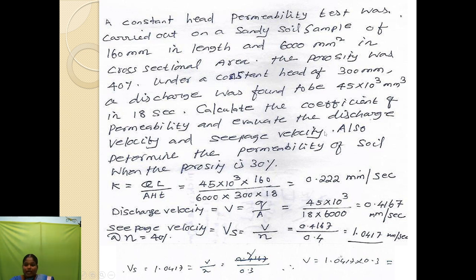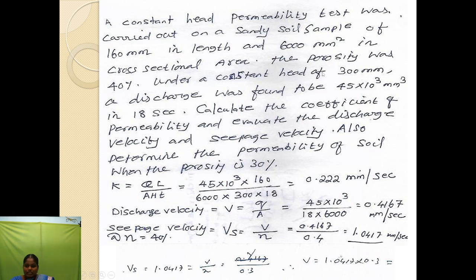Also evaluate the discharge velocity and the seepage velocity. Two different types of velocity can be calculated: one is the discharge velocity, another is the seepage velocity. The discharge velocity, for the flow of water through the soil, is calculated as V equals Q by A, using the cross-sectional area. So that formula can be used: V equals Q by A.